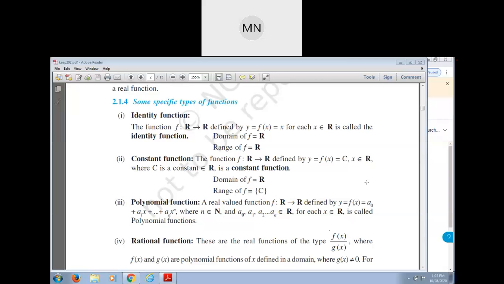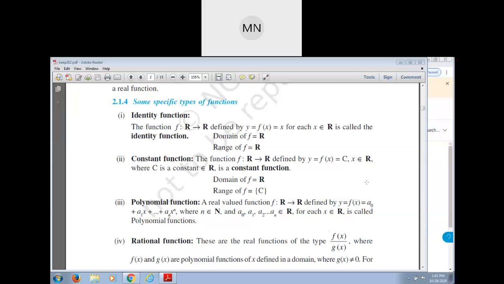Okay. And next, the rational function. A rational function is also a real valued function. It is of the type f of x divided by g of x. Here, one condition is very necessary: g of x does not equal 0.